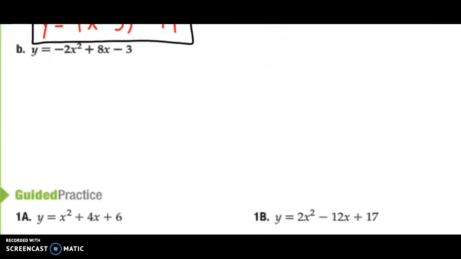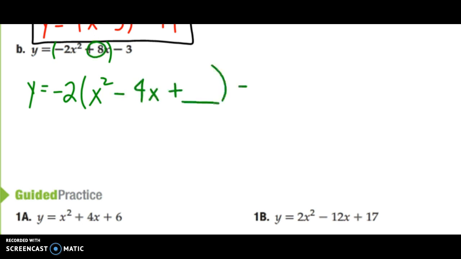All right, let's look at another example right here. Part B says this. I'm going to put parentheses around the first two terms again. And so I say y is equal to, and now you'll see that there is something in front of the x squared that I have to take out, and that's minus 2. So I factor that out, and I'm left with x squared. Now, positive 8 divided by negative 2 is going to be minus 4x plus blank. And then minus 3 minus blank.